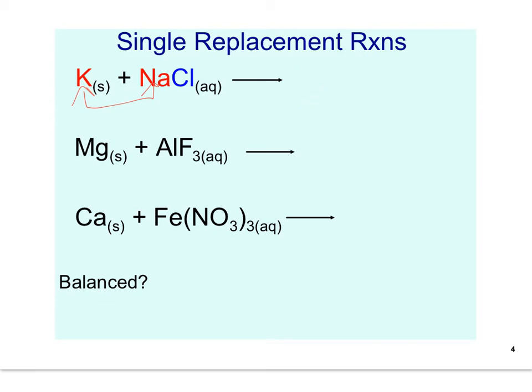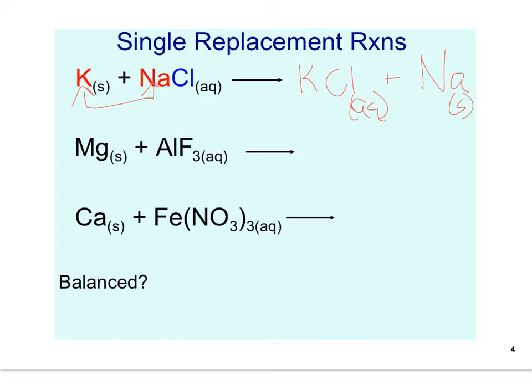So potassium and sodium are going to switch places, so therefore it's now going to be potassium bonded to chlorine and sodium by itself. So potassium chloride would become our aqueous solution. Sodium would become our solid.